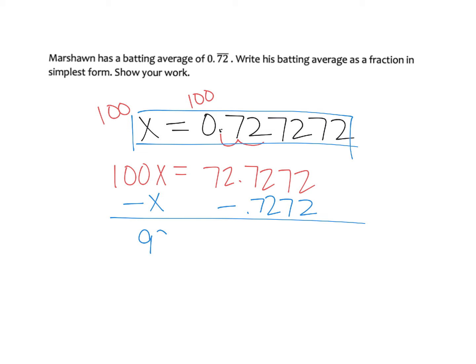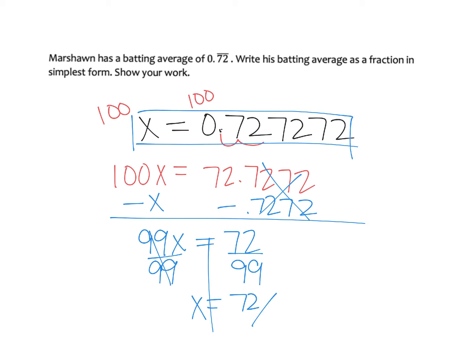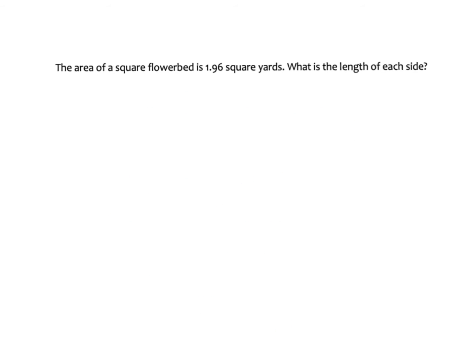Okay, I end up with 99x equals 72. And then one more step, I'm going to divide by 99 on both sides. And I end up with my fraction is 72 over 99. Okay, let's look at this next one. And I'm doing this kind of quick.